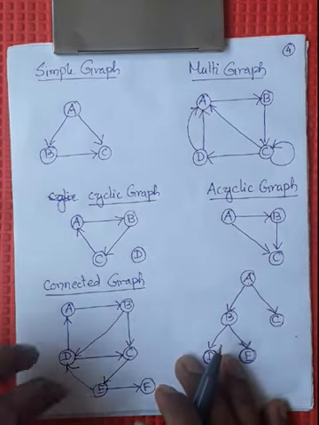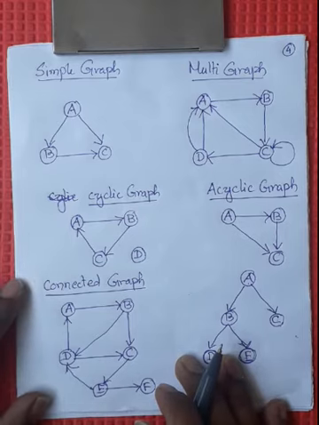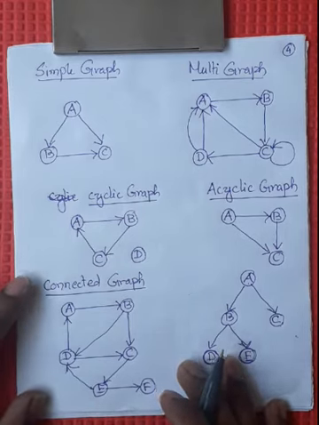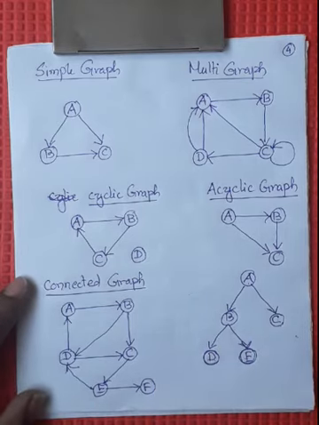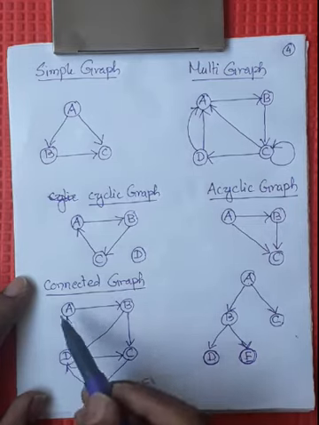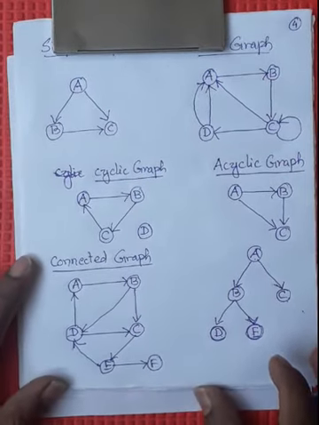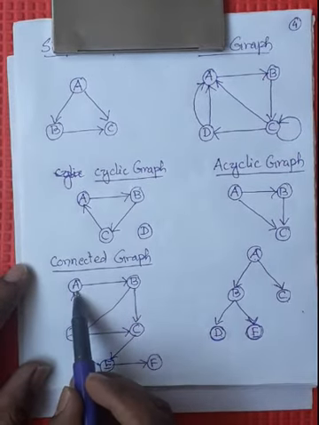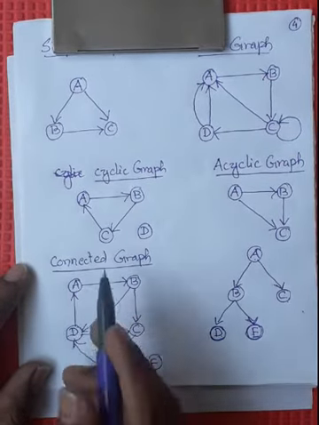Next we need to know about degree, the degree of a node or vertex. Degree means the number of connecting lines of a vertex. How many connecting lines are there? That count is the degree. Suppose for this particular graph, if you observe properly, for node A there are two connecting lines, so its degree is 2.